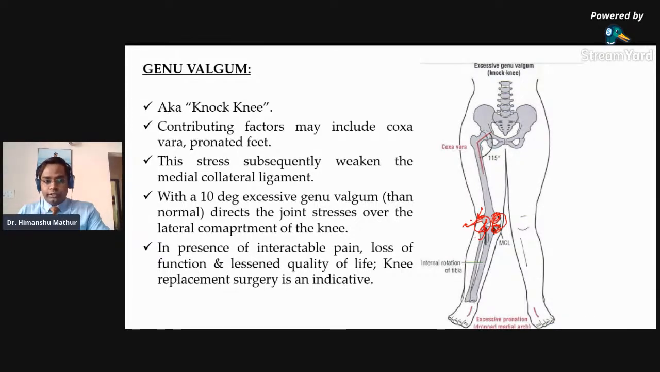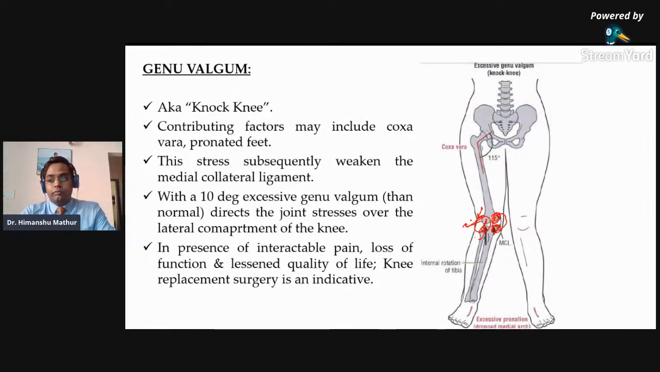It's also known as knock knee. Contributing factors may include coxa vara or pronated feet, which is quite common in females these days. Valgus deformity has more prevalence in females as compared to varus deformity. These deformities are also more common in females because of the prevalent foot deformity, or the widened pelvis, or any prevalent deformity at the hip joint. So these factors can contribute to it.